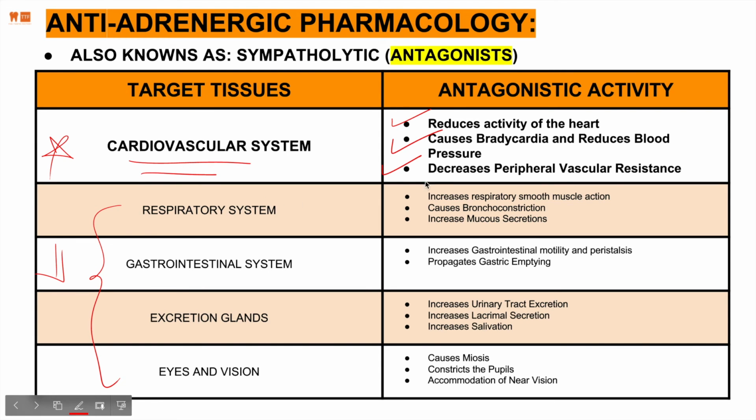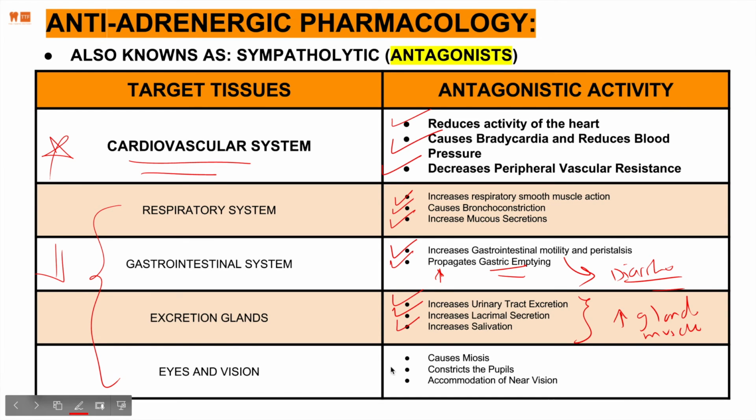In the respiratory system, we just talked about it causing bronchoconstriction and increasing the mucus secretions. Gastrointestinal system, it increases the motility and peristalsis, and it enhances gastric emptying. In very common words, it causes diarrhea. Excretion glands, it increases urinary tract excretion, increases lacrimal secretion, increases salivation. So all the types of gland activities and smooth muscle activities are increased.